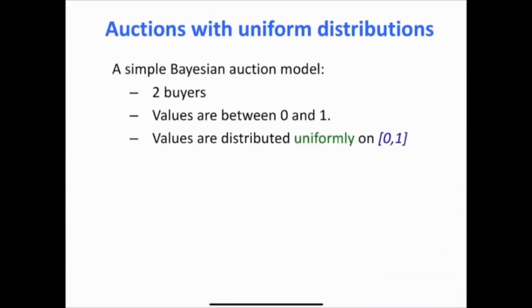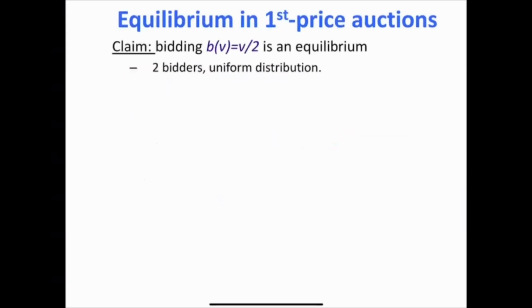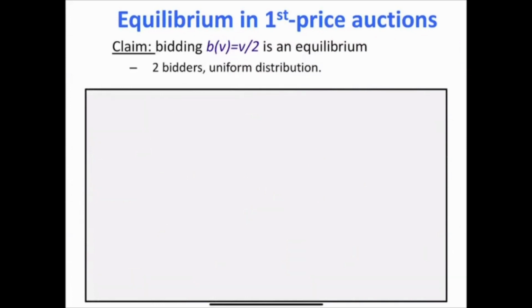So let's look at a simple Bayesian auction model. We have two buyers, with intrinsic value uniformly distributed between 0 and 1. What is the equilibrium in this game of incomplete information? Let's look at the first price auction. In this simple case, suppose everybody bids half of their intrinsic value. Is that an equilibrium? So you have two bidders, uniform distribution.